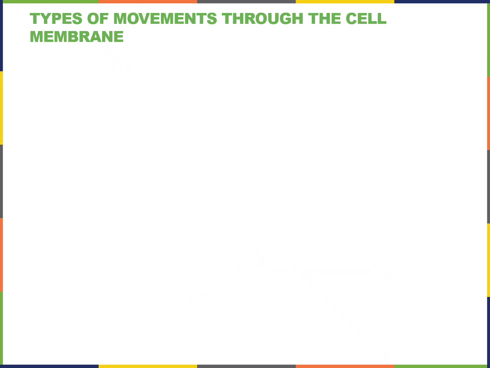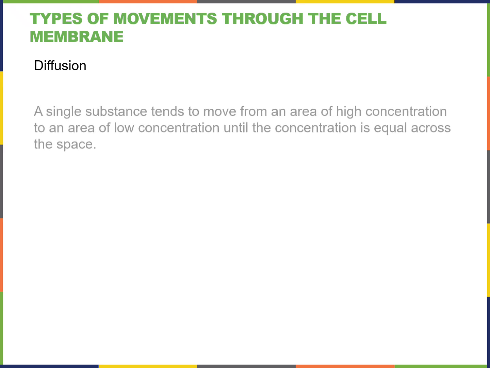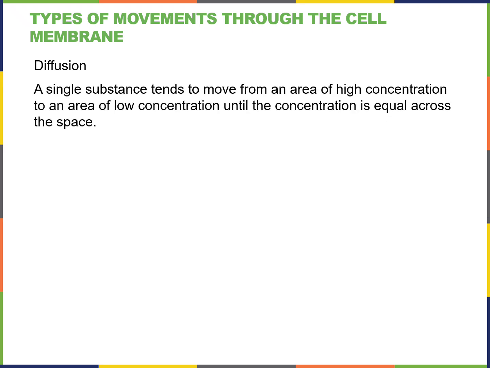When we talk about movement through a cell, there's a couple of different ways that we talk about it, okay? The first thing that you really need to know about is diffusion. Diffusion, by definition, is just a tendency for a substance to move from an area of high concentration to an area of low concentration until it is equal.